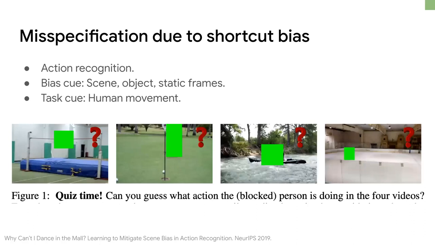There are also action recognition cases where the task is to identify what kind of movement a human is making, but obviously the background is giving a lot of information about what the person is doing. So yeah, this is an interesting quiz time where you do not actually see the person, so you don't know what the person should be doing, but you know from the background what is the most likely answer here. Yeah, gymnastics and golf and so on, right?